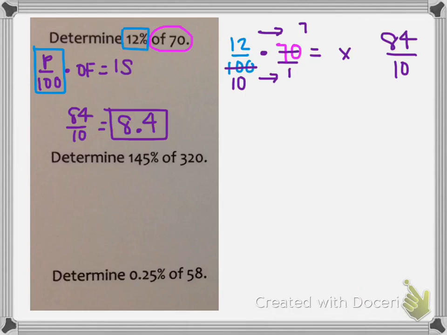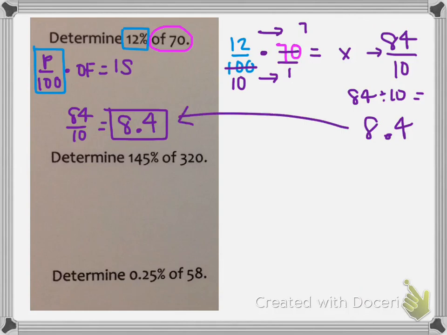So when I multiplied, I got 84 tenths. And I said to myself, remember that this little line right here represents a division problem. So this is the same thing as 84 divided by 10. And when I did that, I got 8.4, or 8 4/10. So our answer is 8 4/10. 12% of 70 is 8 4/10.